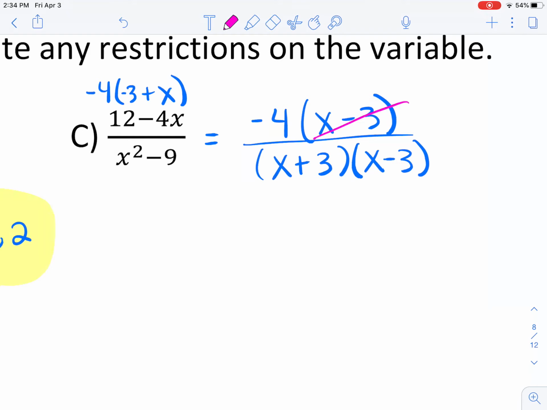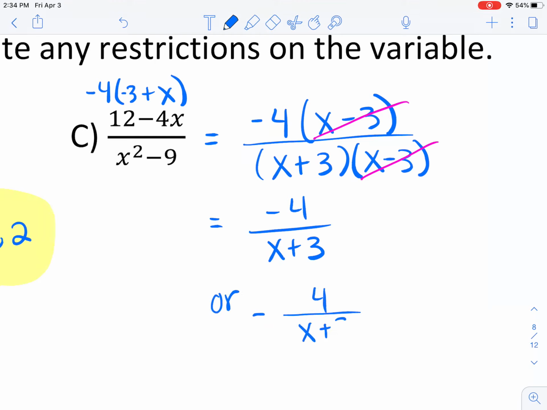Now we're ready to go ahead and simplify. We have a factor of x minus 3 on numerator and denominator here. So this simplifies to be -4 over x plus 3. Another way of writing that would be to have the negative out in front of the fraction, so those mean the same thing, just in case you happen to see it one or the other way. Those both mean the same.